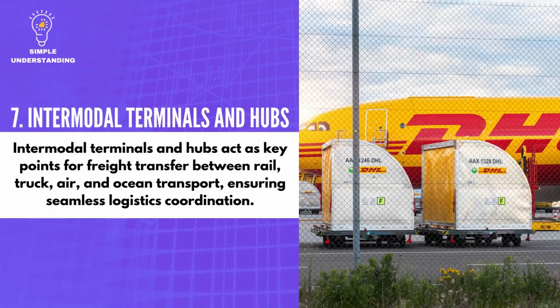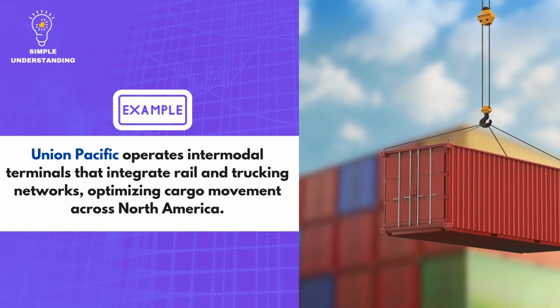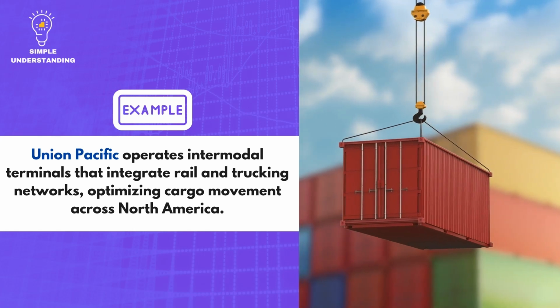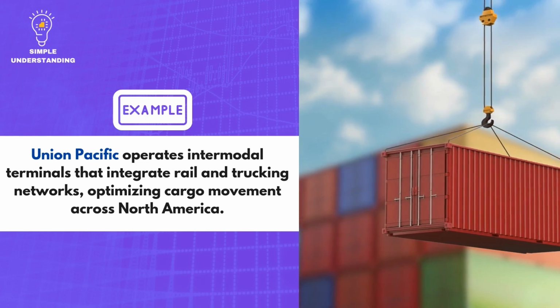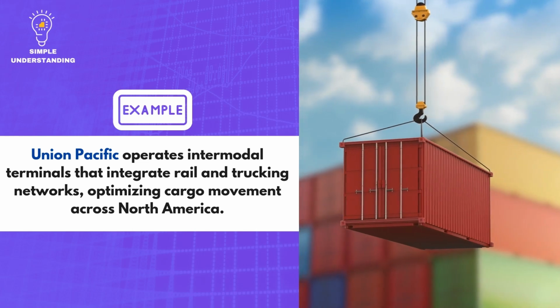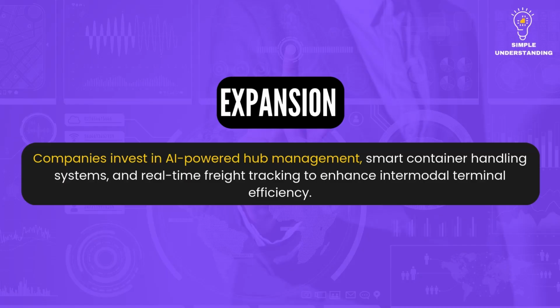7. Intermodal terminals and hubs. Explanation: intermodal terminals and hubs act as key points for freight transfer between rail, truck, air, and ocean transport, ensuring seamless logistics coordination. Real company example: Union Pacific operates intermodal terminals that integrate rail and trucking networks, optimizing cargo movement across North America. Expansion: companies invest in AI-powered hub management, smart container handling systems, and real-time freight tracking to enhance intermodal terminal efficiency.